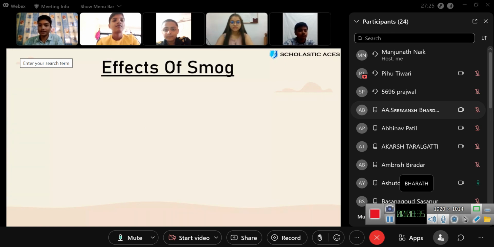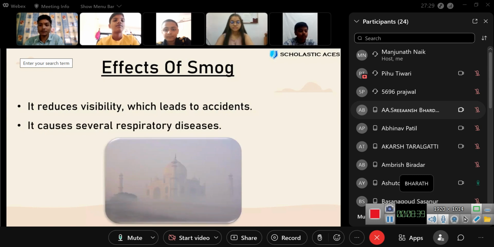Here are the effects of smog. First, it reduces visibility which leads to accidents. Second, it causes several respiratory diseases.